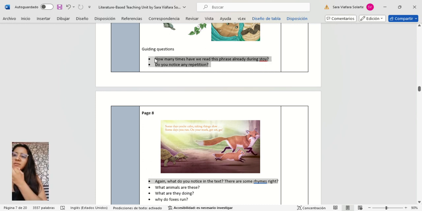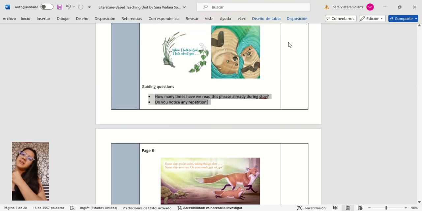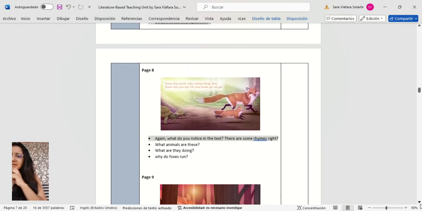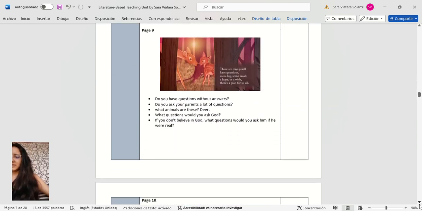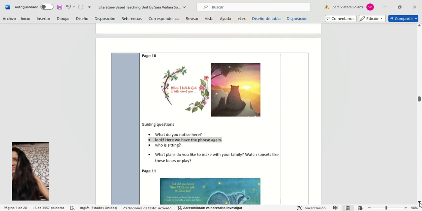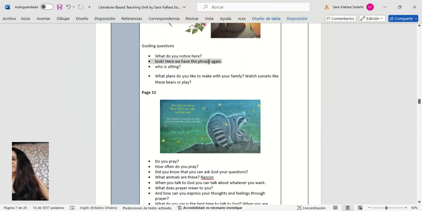How many times have we read this phrase already during the story? For example, when I talk to God, I talk about you. This is a phrase that is repeated in the book several times. And yes, so that is the idea.